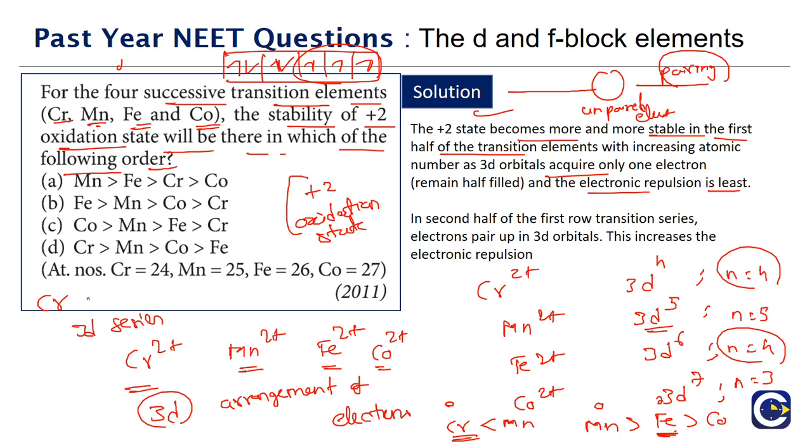Chromium will be less stable than iron, but chromium will be more stable than cobalt, because cobalt has 3 unpaired electrons, so there will be 2 electron pair repulsions. In case of iron, there will be 1 electron pair repulsion. Then iron of course will be less than manganese. So what is the correct order? Manganese is more than iron, which will be more than chromium, which will be more than cobalt. So the option is A.